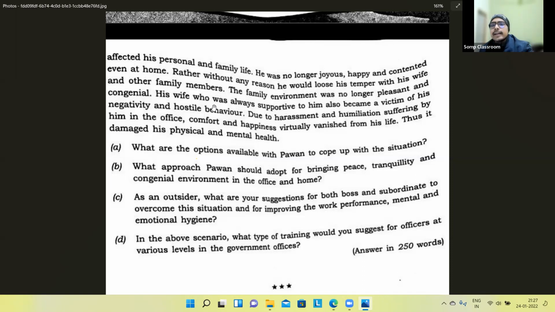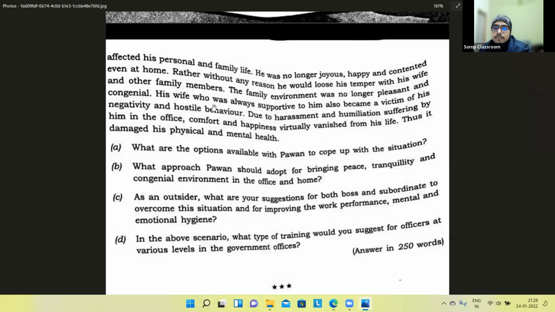So I will be dealing with how to generate content for this. As an outsider, what are your suggestions for the boss and subordinate to overcome this situation for improving the work performance, mental and emotional hygiene? Now, if you look, work performance will be measured by the organization. Your senior doesn't matter, your junior doesn't matter. You all are for work performance, which will be measured by the organization as a whole. So as an outsider, you have to think about the organization.